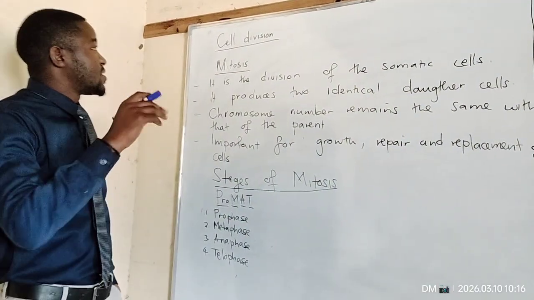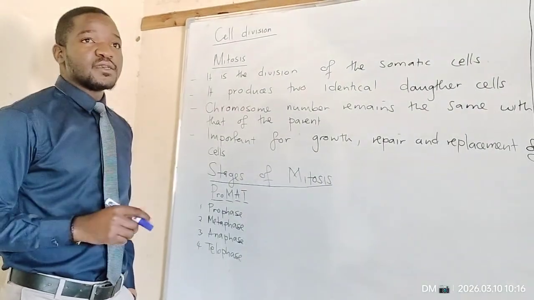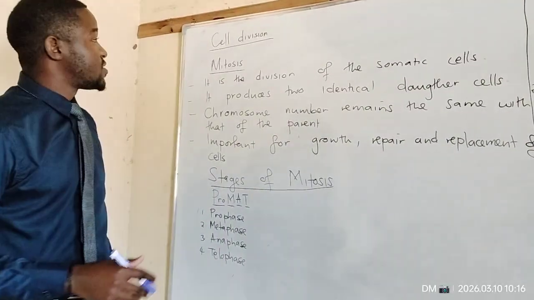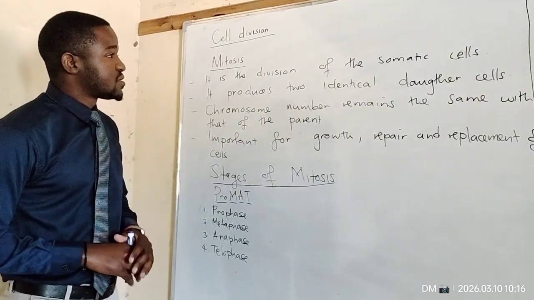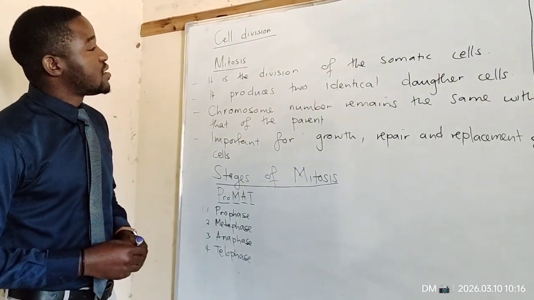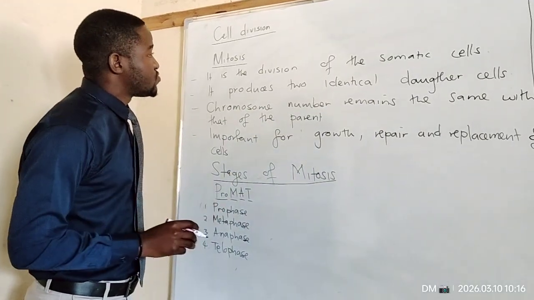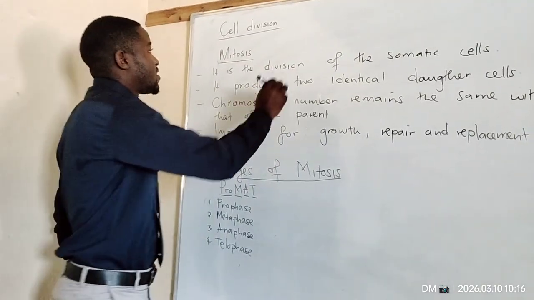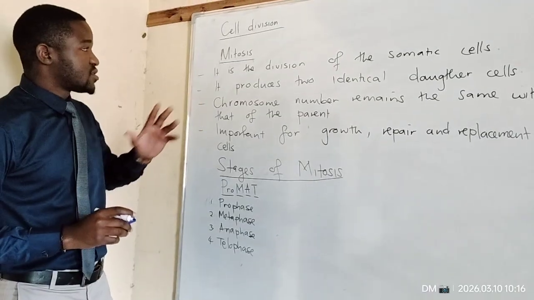Today we're going to look at cell division. Cell division is an important topic in crop science, animal science, biology, and also agriculture. So when you talk of cell division, we're dividing the somatic cells. And this division can be divided into two. We have a division called mitosis, and we also have another one called meiosis. But for today, we're going to focus on mitosis.